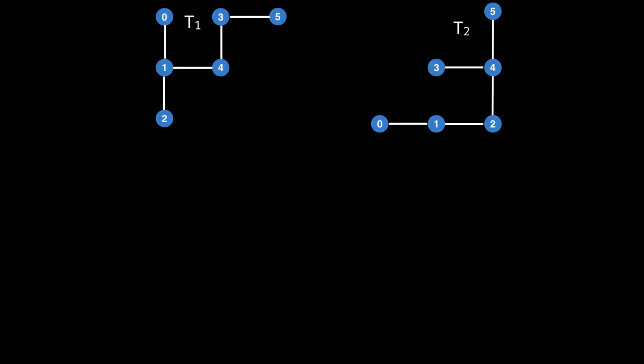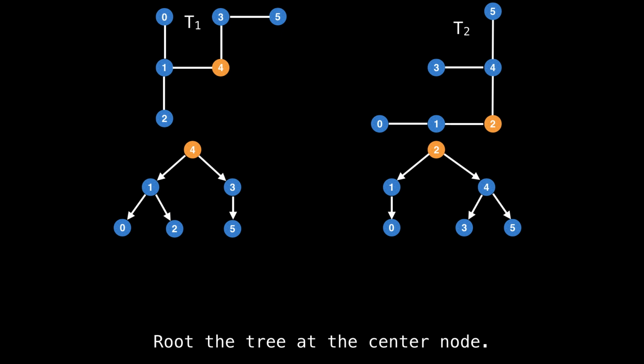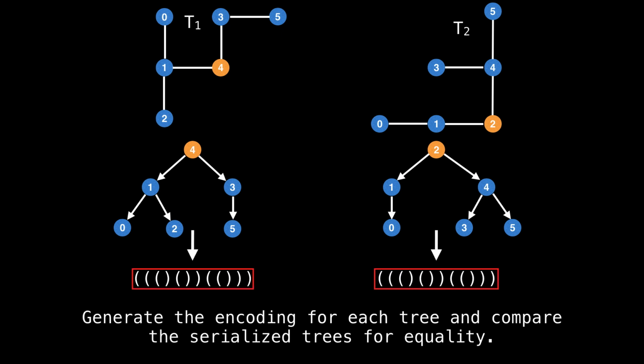Now let's have a look at the entire flow of how encoding a tree is going to work. First, we start out with two trees, T1 and T2, which may or may not be isomorphic. That's what we're trying to figure out. From here, find the center of both trees. For now, don't worry about the case where one of the trees has more than one center. We'll see how to handle this later. Next, root the trees at their center nodes. Then generate the encoding for each tree and compare the serialized tree values for equality.